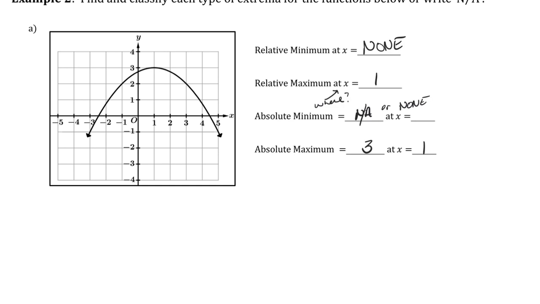All right, let's quickly go over the answers. Relative minimum, it goes down on both sides to negative infinity, so there is none. The highest it goes is 1, so this is a relative maximum and a global maximum, actually. All right, let's keep going. The absolute minimum, well, we never had one, so we put none there again. And the absolute maximum was 3. The value was 3, and it happened at 1.